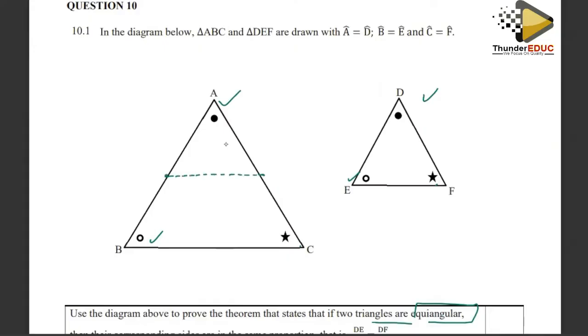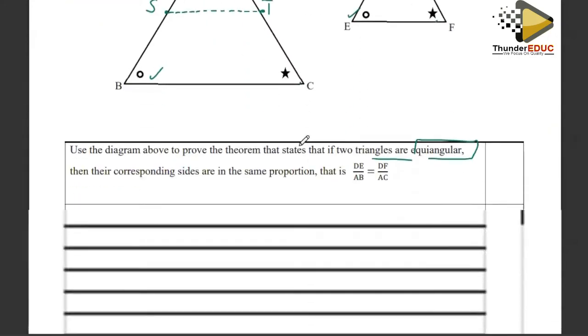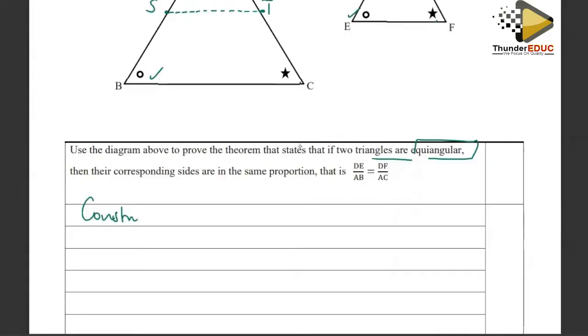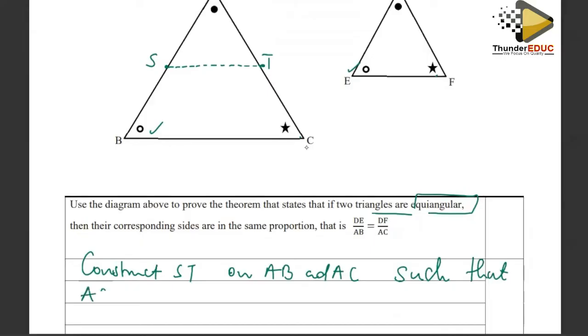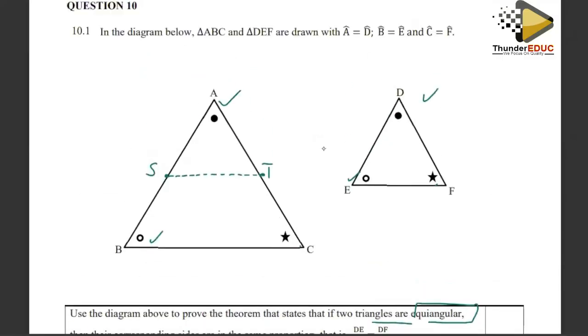Just label these any letters of your choice. I'm going to label them S and T. So step number one, you have to tell us to construct the line ST on the side AB and then AC such that the distance AS is the same as DE, and then the distance AT is the same as DF. That is what we need to start with.